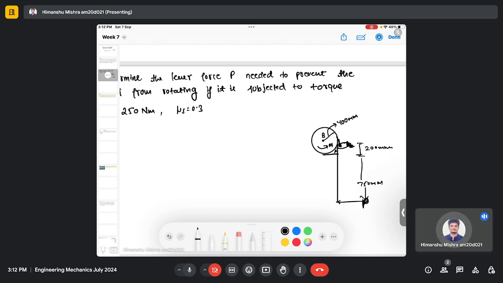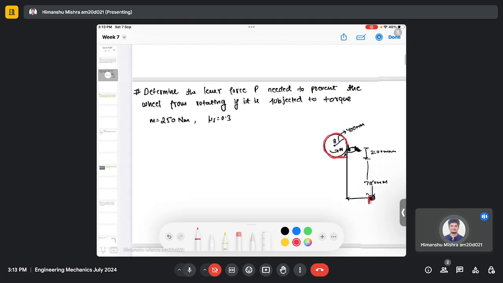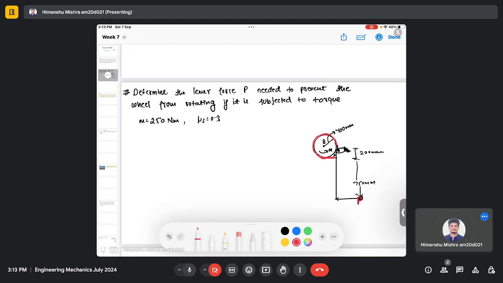There is a belt drive wrapped around this wheel, and we need to find the external force P required to prevent the wheel from rotating. Here the coefficient of friction between the belt and the wheel is given as 0.3, and the moment M is given, which is 250 Newton meter.